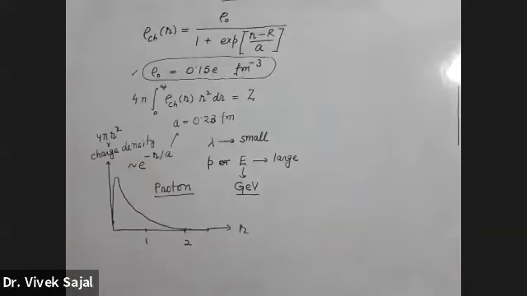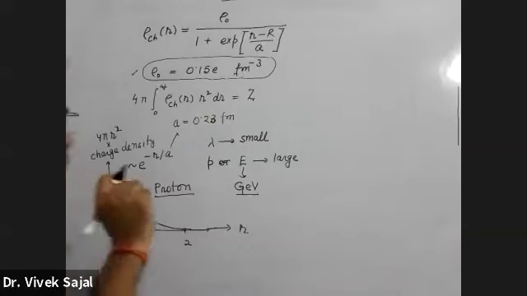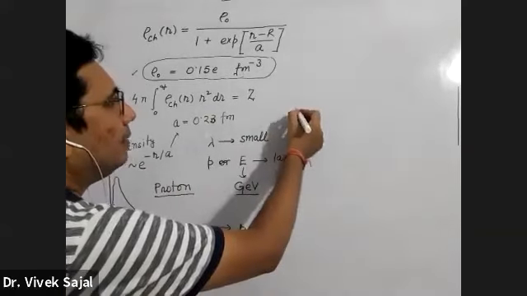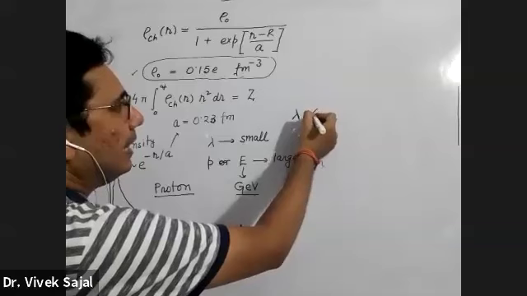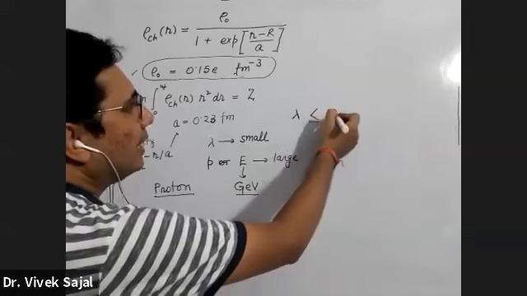Why should the energy be large to know the distribution inside? I told you just now. What is the condition? If you want to find out the internal structure of any object, then the de Broglie wavelength should be less than or equal to the size of the object.